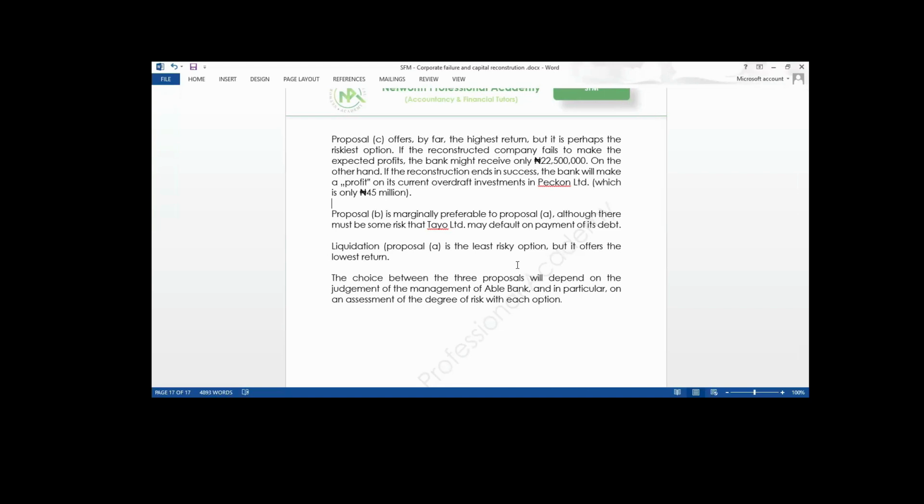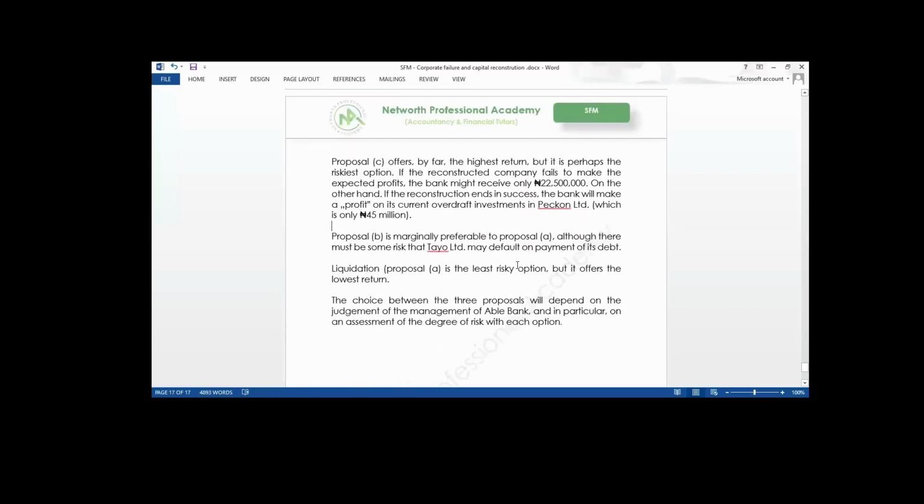The choice between the three proposals depends on the judgment of the management of Able Bank, in particular, an assessment of the degree of risk of each proposal. We are done with our question.